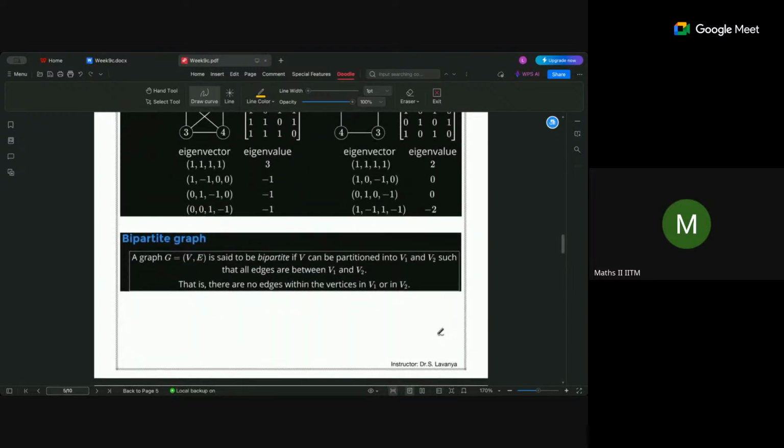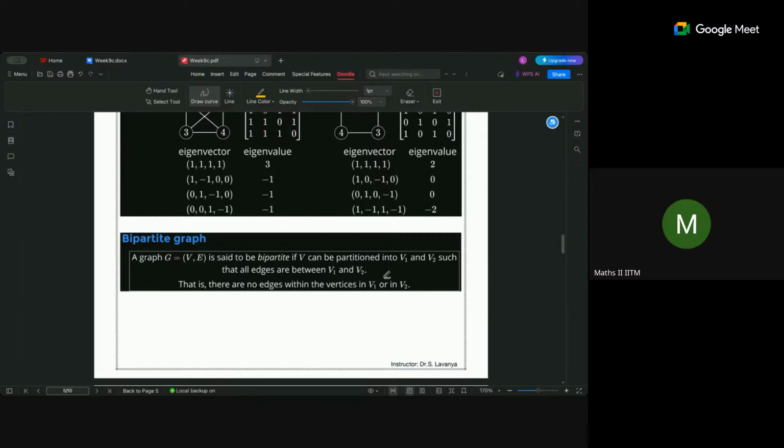Okay, what is a bipartite graph? A graph G = (V, E) is said to be bipartite if V can be partitioned into V1 and V2 such that all edges are between V1 and V2.